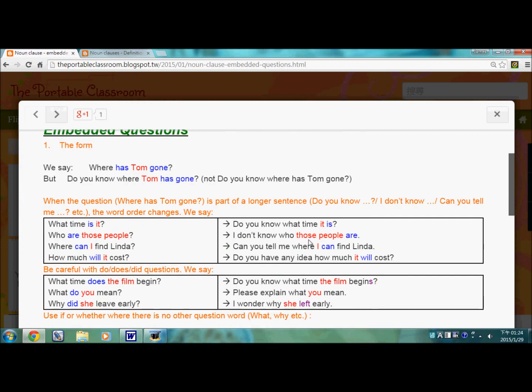So you know that embedded questions are used to answer or ask questions. Now you can see the examples over here. What time is it? Now put the subject back. Do you know what time it is? Who are those people? I don't know who those people are. Where can I find Linda? Can you tell me where I can find Linda? How much will it cost? Do you know? Do you have any idea how much it will cost?